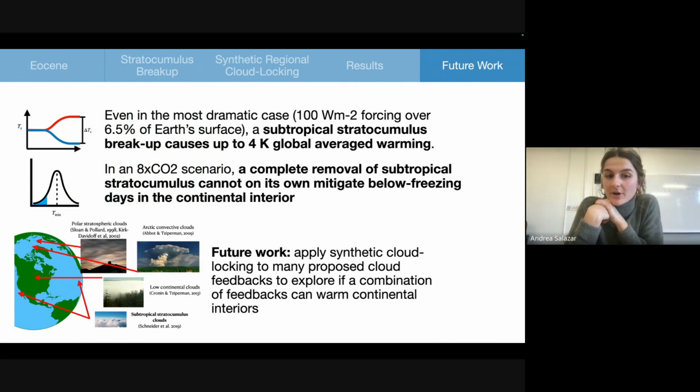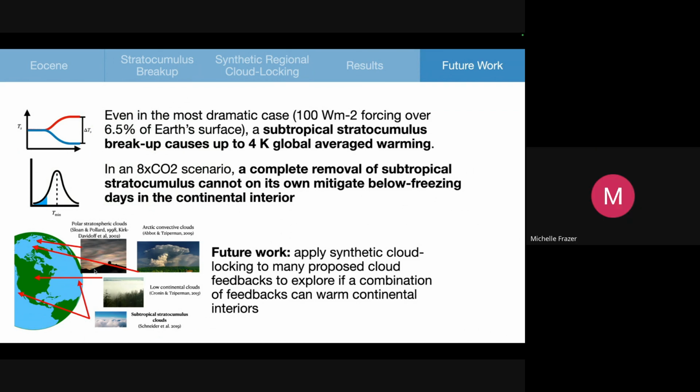And kind of similarly with Arctic convective clouds, these clouds could occur in polar night and be very high altitude and provide a lot of greenhouse forcing. And then these low continental clouds, what they do is they kind of trap heat and don't allow these cold air outbreaks to get really, really cold when they come into the interior continent. And that could really be key for minimizing these below freezing days that are kind of climate extremes in this region.